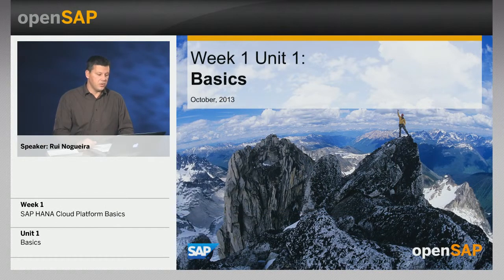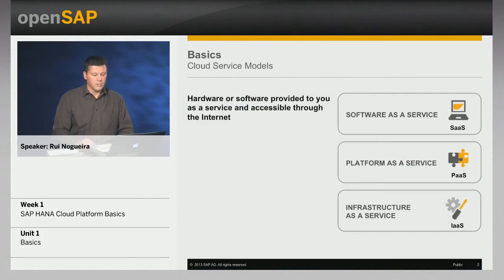Going to week 1, Unit 1 of the SAP HANA Cloud Platform Basics. Before looking actually into the HANA Cloud Platform, let's look first into what a cloud service is at all. I find this definition pretty crisp and clear. A cloud service is actually either hardware or software provided to you as a service and accessible through the internet. And as such, there are actually 3 main cloud services that you can distinguish.